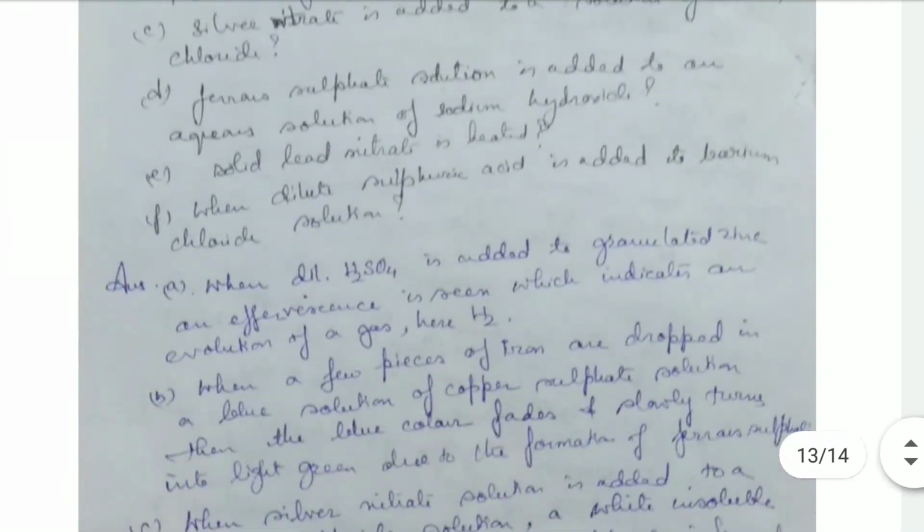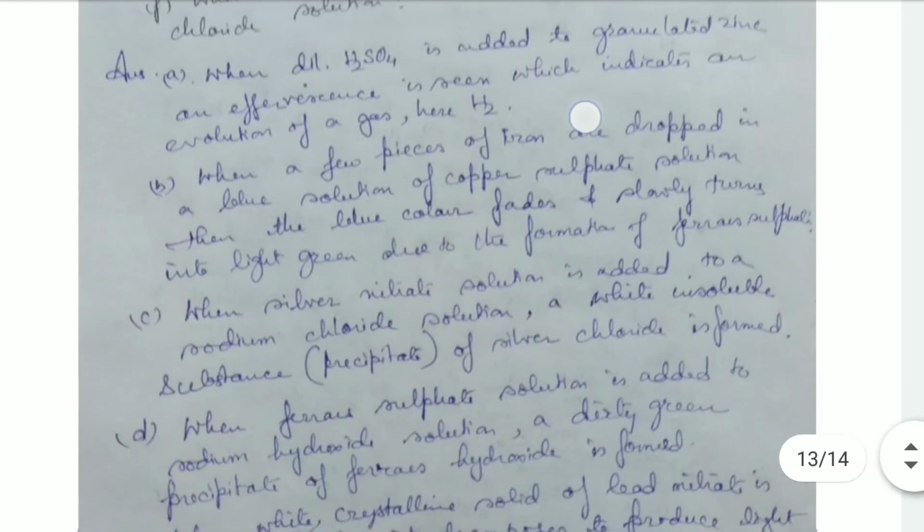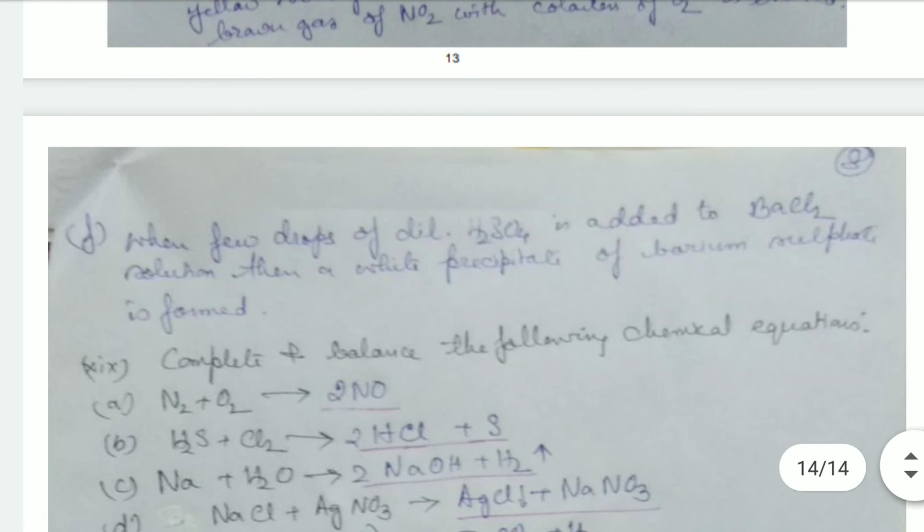Next is when dilute sulfuric acid is added to barium chloride solution. What happens? A white barium sulfate precipitate is formed. The solutions were colorless and an insoluble substance is formed, that is known as barium sulfate, and that will be a white colored precipitate. Okay, so I stop here.